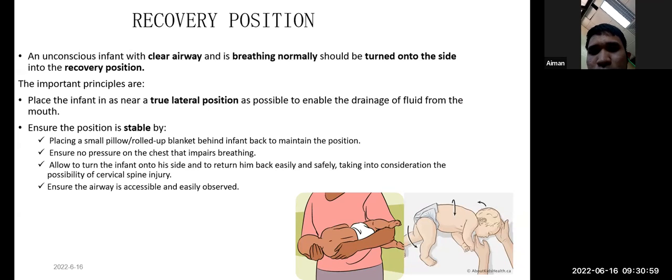There are a few ways to keep the infant's position stable, for example placing a small pillow behind the infant's back. We also need to ensure there is no pressure on the chest that might impair breathing. We also need a position that allows us to turn the infant onto his side and return him back easily and safely, and where the airway is accessible and easily observed. Okay, next.